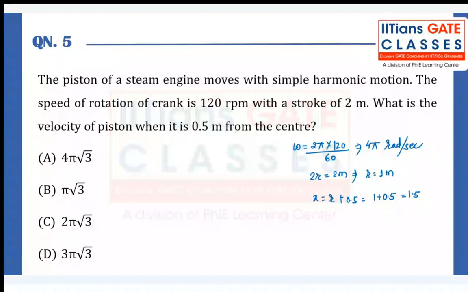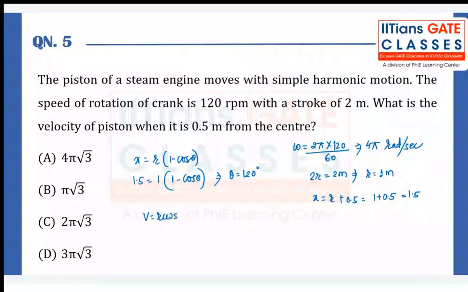Then we know the formula. This x can also be written as r times 1 minus cos of theta. X we have calculated is 1.5. The value of r is 1. In bracket 1 minus cos of theta. If we calculate, it will give us the value of theta, which is 120 degrees. So the crank angle in this case is 120 degrees. And corresponding to this value, what will be the velocity is what we are supposed to calculate.